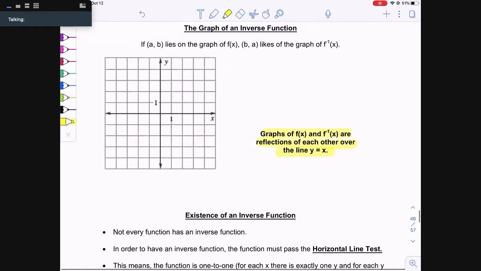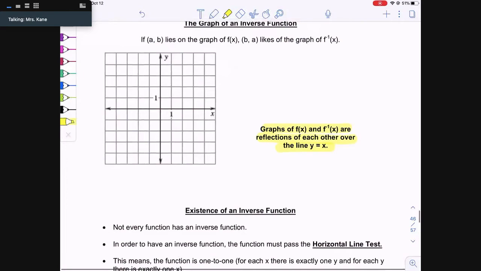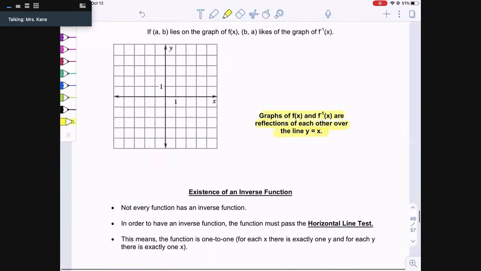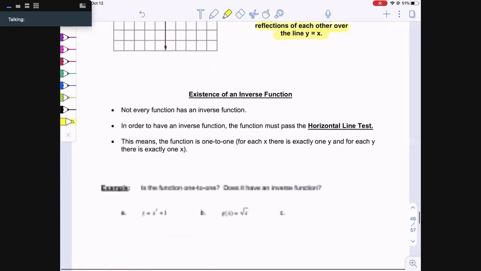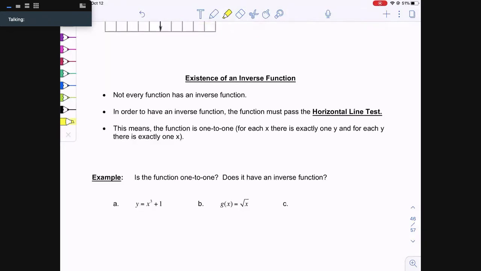So the last thing we're going to talk about would be why does a function have an inverse, but another function may not? Not every function has an inverse. In order for a function to have an inverse, the function must pass the horizontal line test.